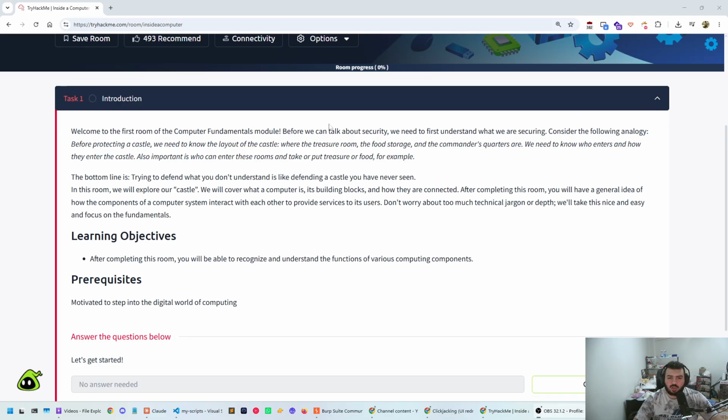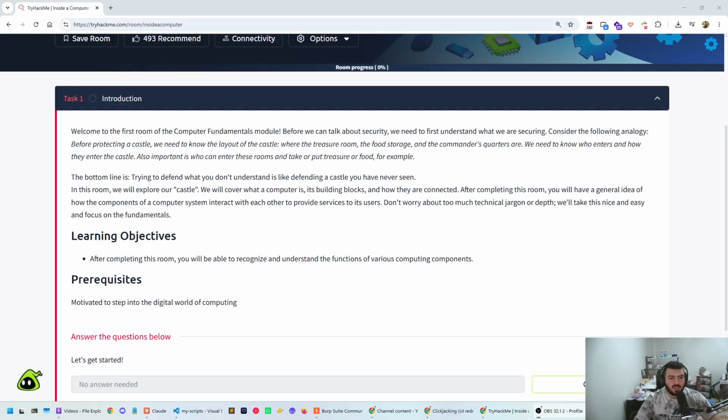Before we can talk about security, we need to understand what we are securing. Consider the following analogy. Before protecting a castle, we need to know the layout of the castle, where the treasure room, the food storage, and the commander's quarters are. We need to know who enters and how they enter the castle. Also important is who can enter these rooms and take or put treasure or food, for example. The bottom line is, trying to defend what you don't understand is like defending a castle you have never seen.